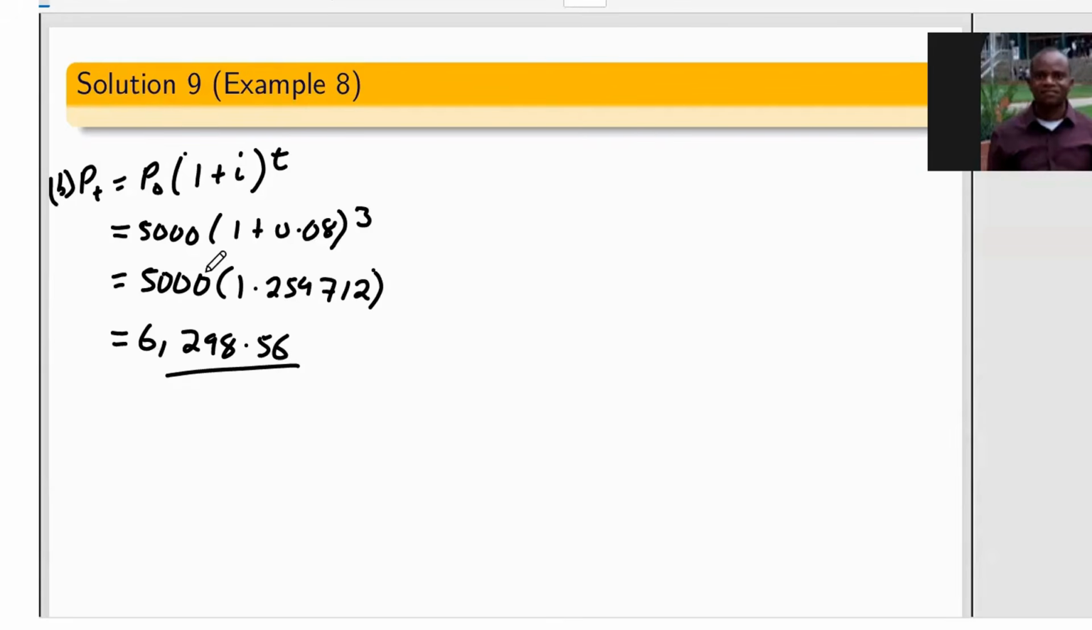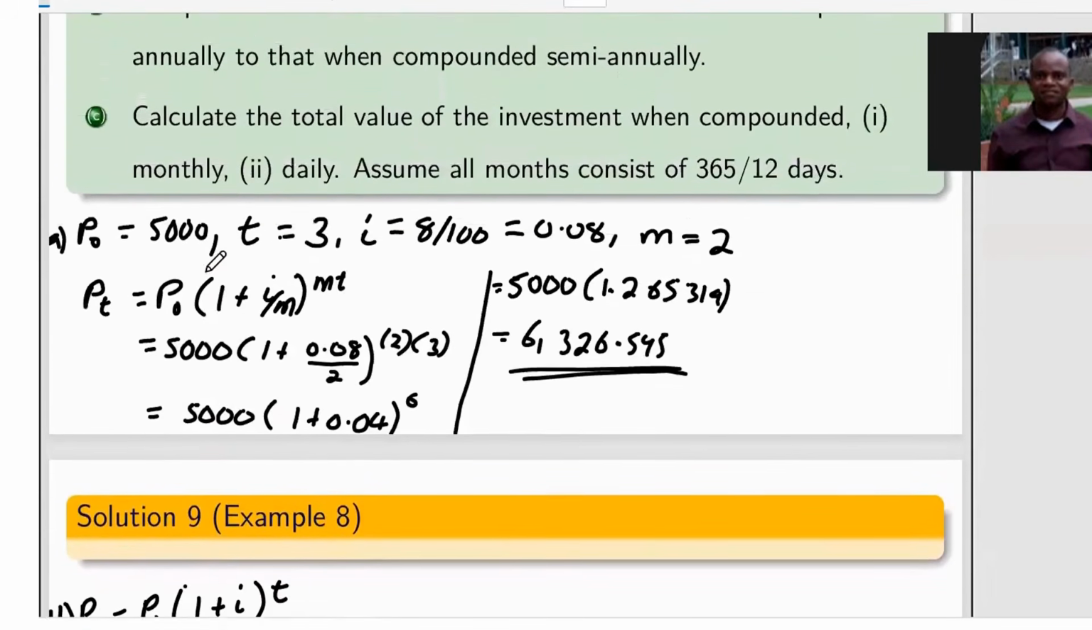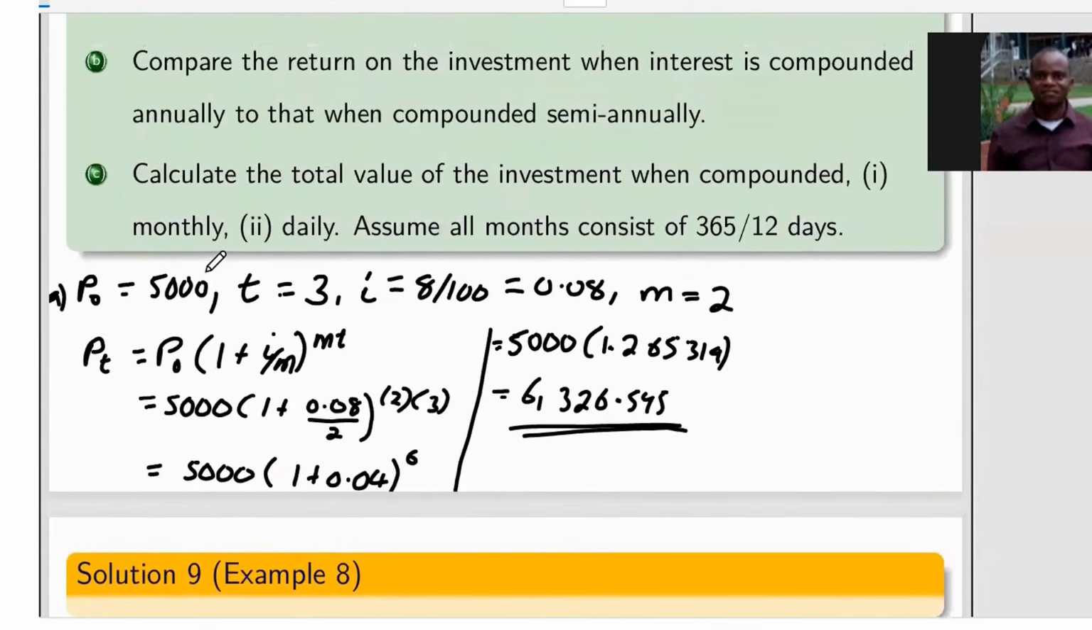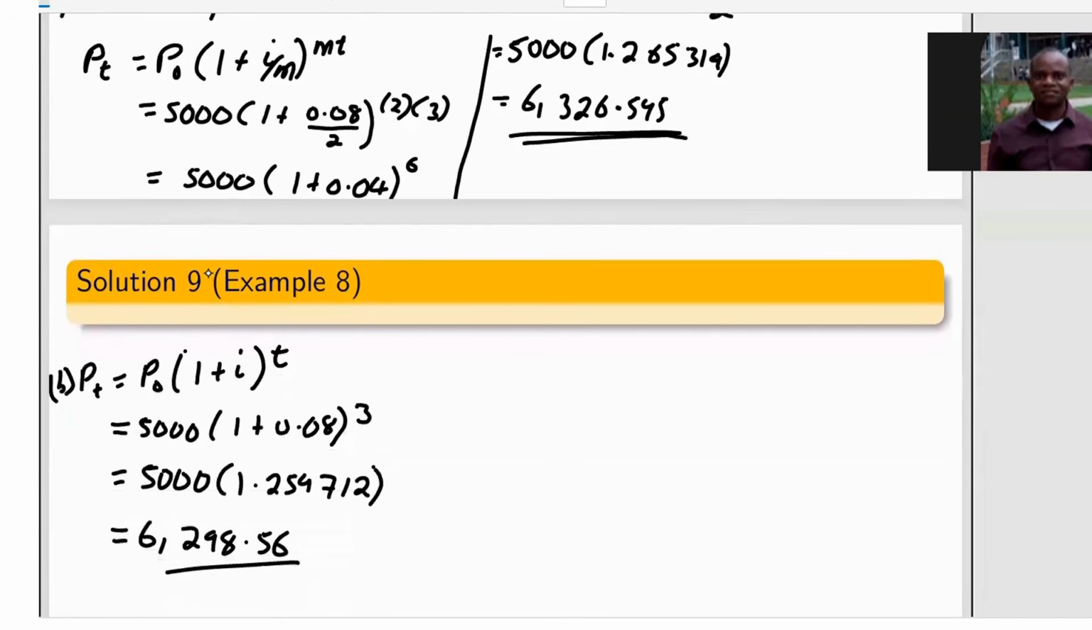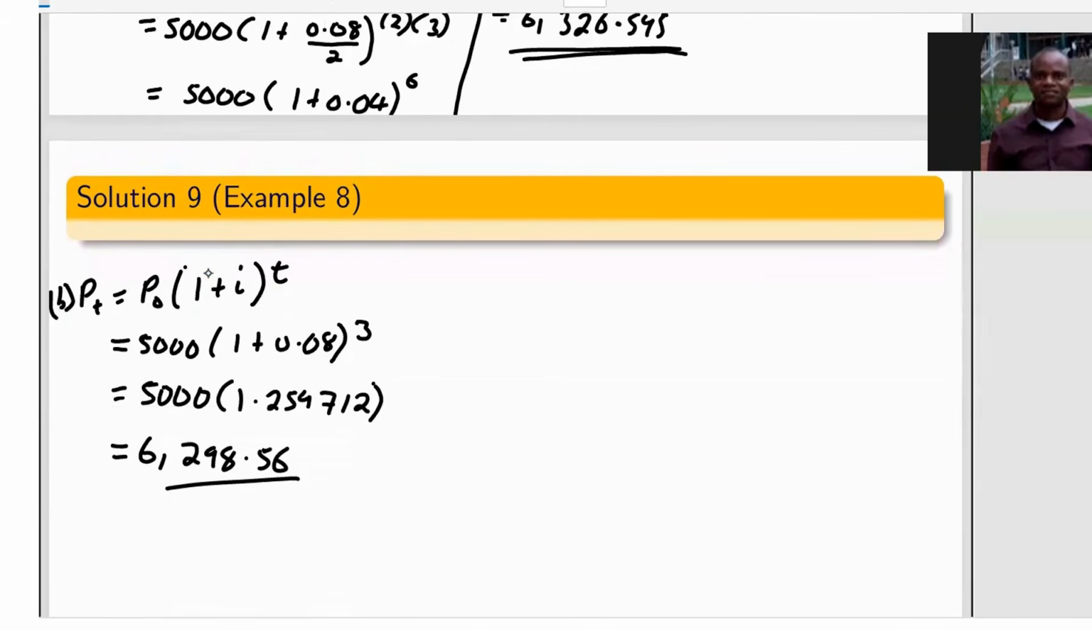But recall what the question says. The question says we need to compare this return of the investment when interest is compounded annually to that when compounded semi-annually. Of course, if you look at this, when interest is compounded semi-annually the return is 6,326.595, and when interest is compounded annually, we get 6,298.56. So of course, if you compare the two, we see that the one for semi-annually is bigger than the one for annually.